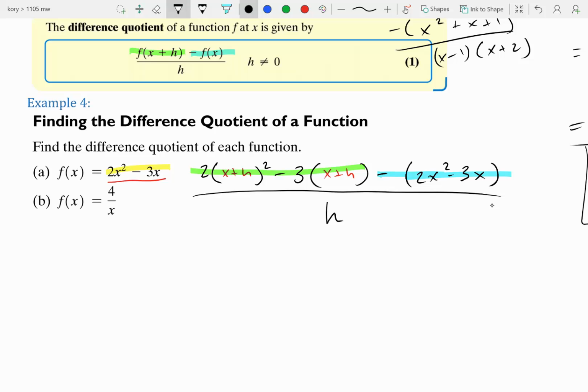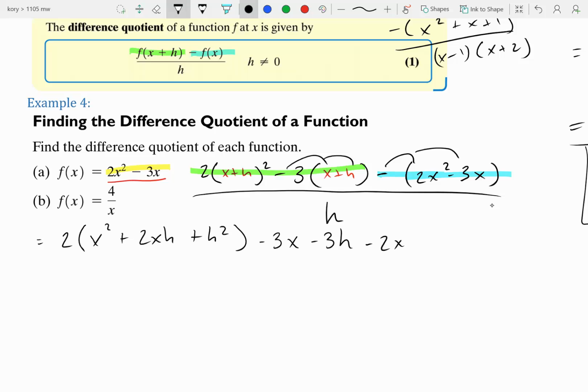So the first thing you want to do is multiply x plus h squared. And that's just x plus h times x plus h. So we have 2 times x plus h squared. So that's x squared plus 2xh plus h squared. And then we want to distribute the negative 3. So negative 3 times x is negative 3x. And then negative 3 times h is negative 3h. And then we have negative 2x squared plus 3x now, all over h.